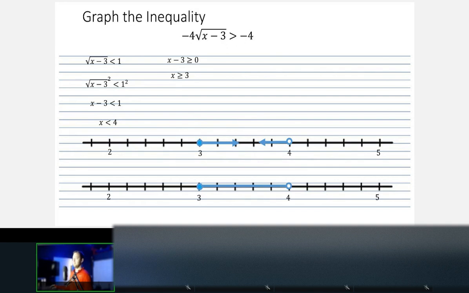And my answer, which I don't have on the screen, and my pen's not working, is bracket 3, comma 4, parenthesis. So 3 to 4. That would be the answer.